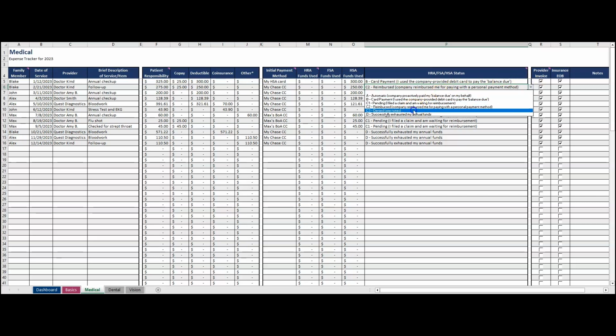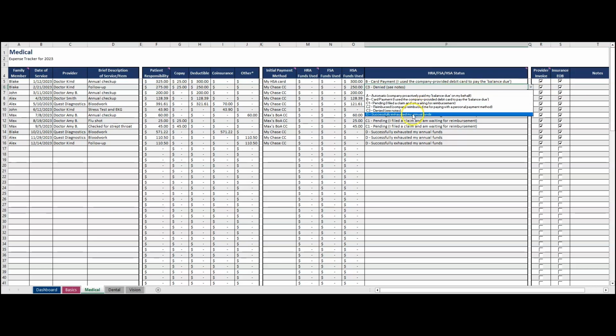If it was denied for any reason, you would select C3, and then in this section, you could put the notes. For example, you could say, the service date wasn't within the plan year, or not enough documentation was provided for the administrator to reimburse me. Whatever the reason, feel free to type that in the notes column.